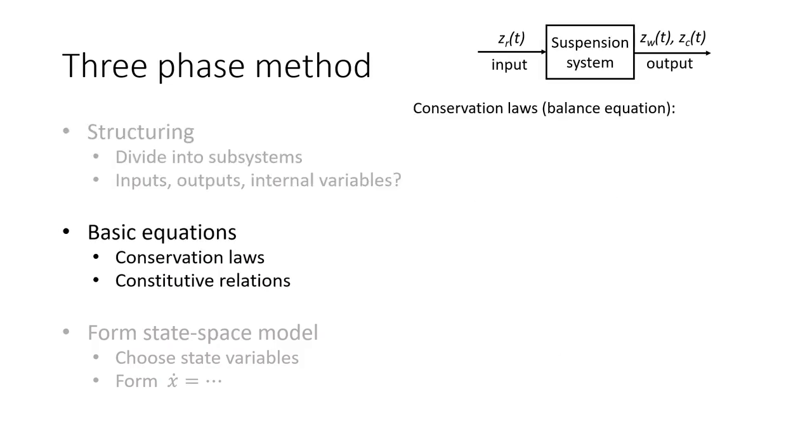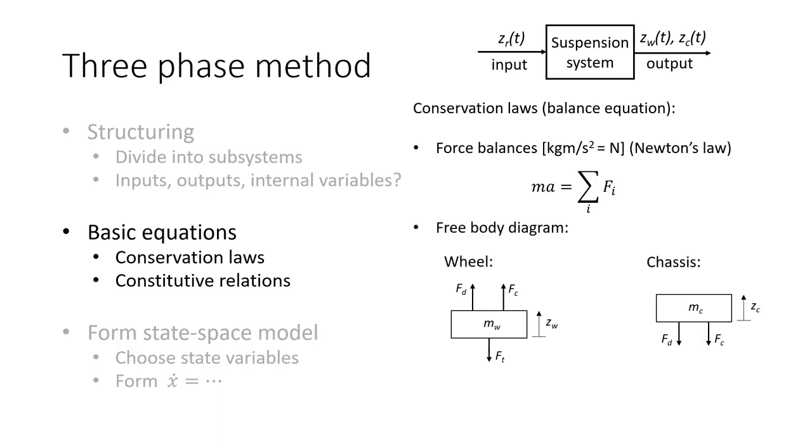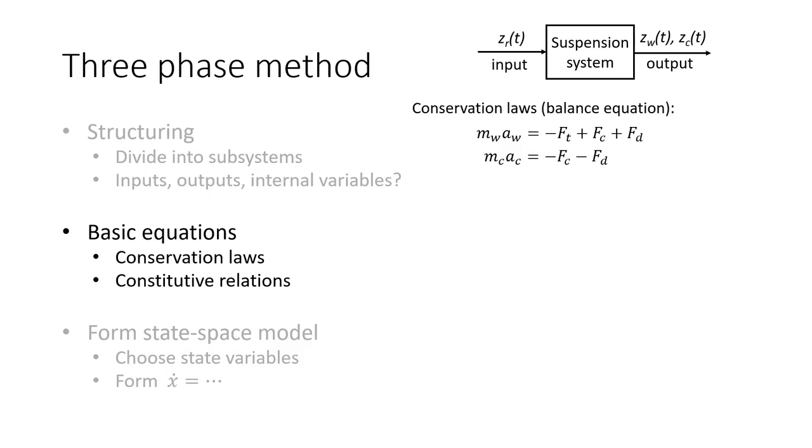Let's start with our conservation law. As we are dealing with a mechanical system and translational motion, a force balance will be a suitable conservation law. Newton's law, as you already know, states that the sum of the forces equals mass times acceleration. Looking at our free body diagram, we see that mass times the acceleration of the wheel equals the spring and damper force minus the tire force. And mass times the acceleration for the chassis is equal to minus the spring and damper force. We now have our conservation law. Let's continue to the constitutive relations.